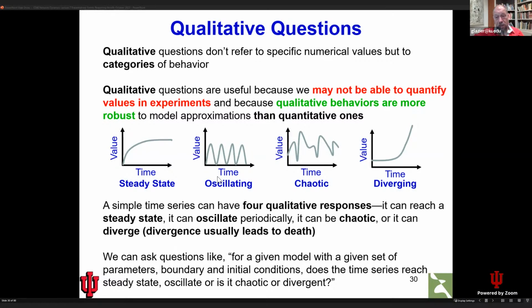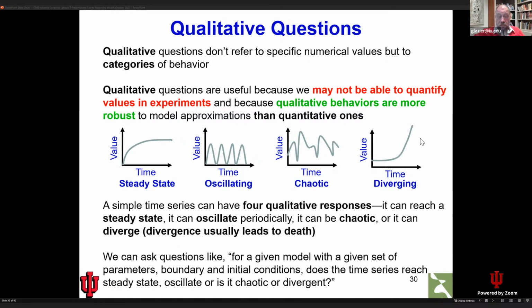But there are not that many kinds of time series that you can have. If you think about a single line, what can the line do? It can reach a steady state. That's possible. It can oscillate periodically. That's possible. It can oscillate in a chaotic way. We haven't really talked about chaos, but that's possible. Or it can blow up. It can go to infinity or minus infinity. Those are the only things that can happen. There isn't anything else.